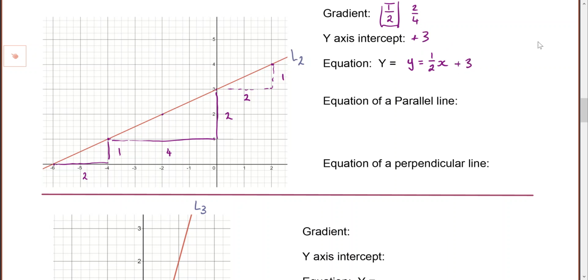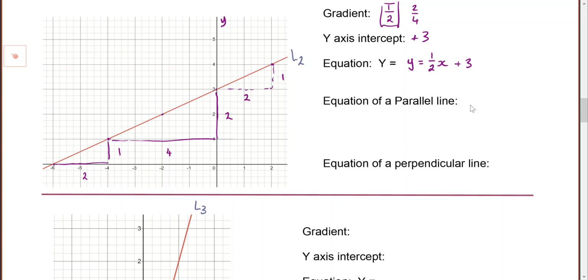Okay? So again, the comment is, well, is this a negative if the gradient is negative? This number has nothing to do with the gradient. It's where it crosses the y-axis. And we're going to look a bit more into that next lesson.